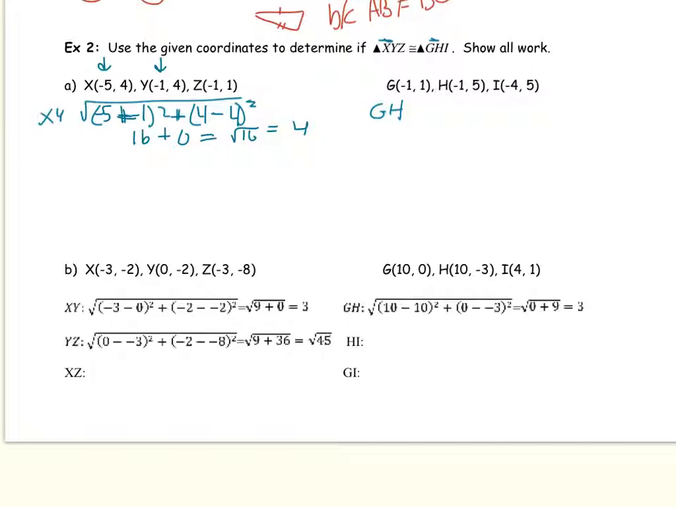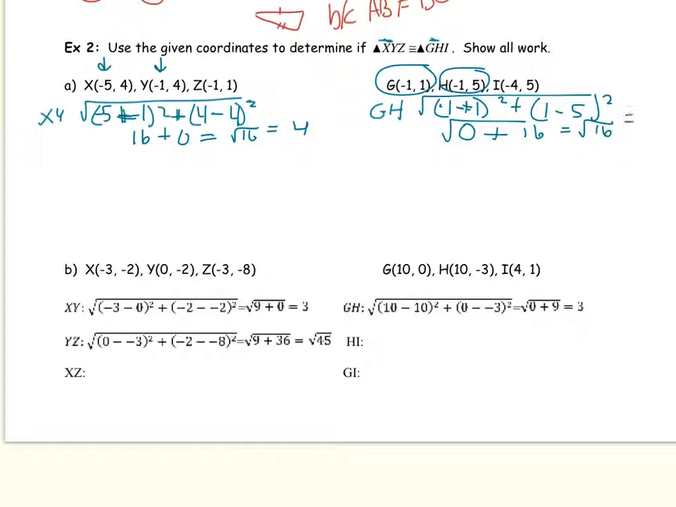Then I go over to this side, and I do the distance formula. I'm going to go from G to H, so I'm going to use these two right here. I have -1 minus -1, which becomes a positive. So -1 minus -1 is 0. Plus, over here I have 1 minus 5, which is -4. -4 squared is 16. So radical 16 equals 4. So these two sides match up. They are the same.